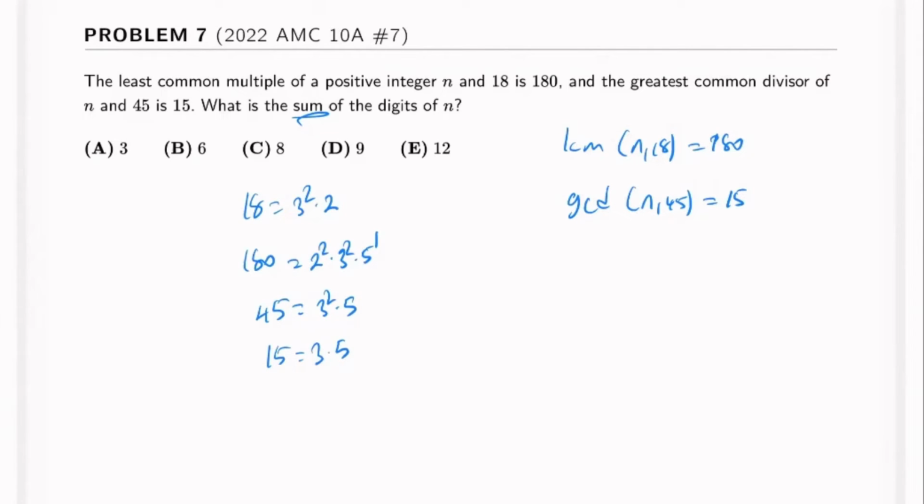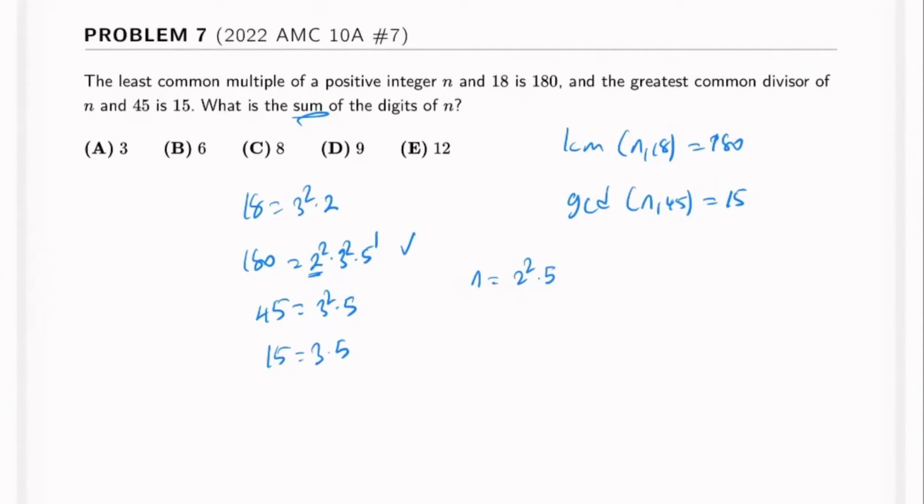So what we know is the LCM of two numbers is 180. To get 180, we need 2 squared, 3 squared, and 5 to the first in at least one of the numbers. 18 has 3 squared, and then 2, but we need 2 squared, which means n has to have 2 squared and 5. Otherwise, we cannot have the LCM be 180. Those factors should come from either n or 18, because we look at the largest power. That means n should be 2 squared times 5.